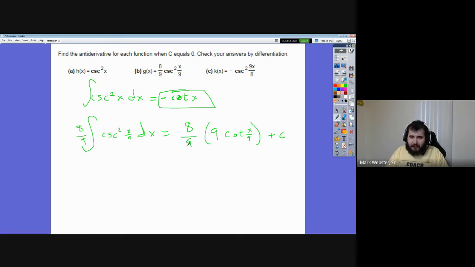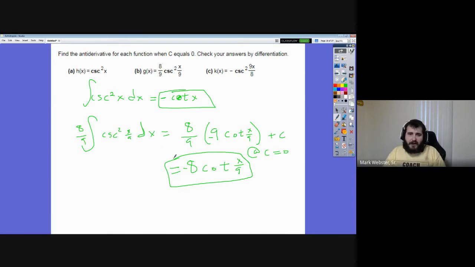There's a 9 on top. There's a 9 on bottom here by chance. There's a minus sign here. Bring that minus sign down here. And that plus C, remember C equals 0. So, and notice I'm writing this, hey, at C equals 0, just so I remember. But that's your final answer.